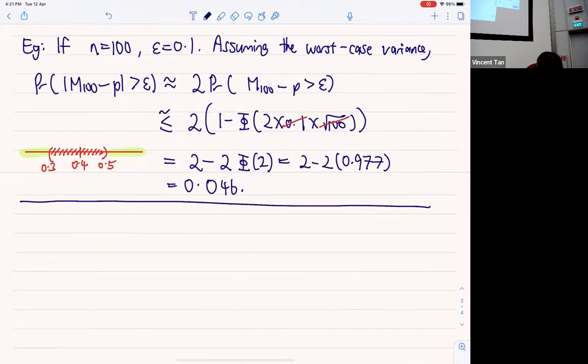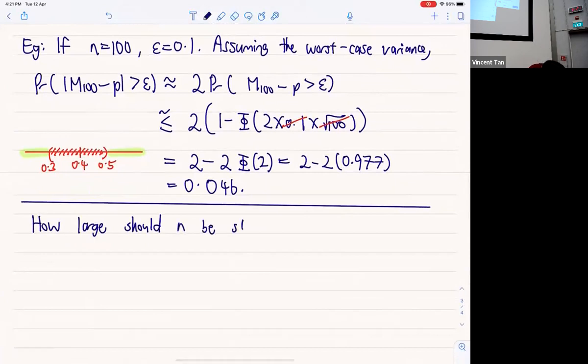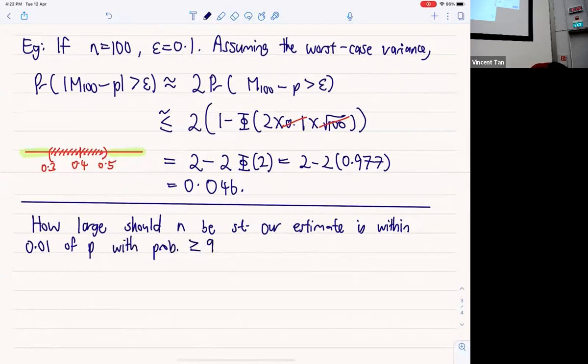Okay? So here is another example. Thanks for the question, Oliver. We can ask the question, how large should n be such that our estimate is within 0.01 of p, the true proportion, with probability at least 95%? We want to be 95% sure that the fraction of people who voted for Donald Trump is within 0.01 of the true proportion of people that love Donald Trump.